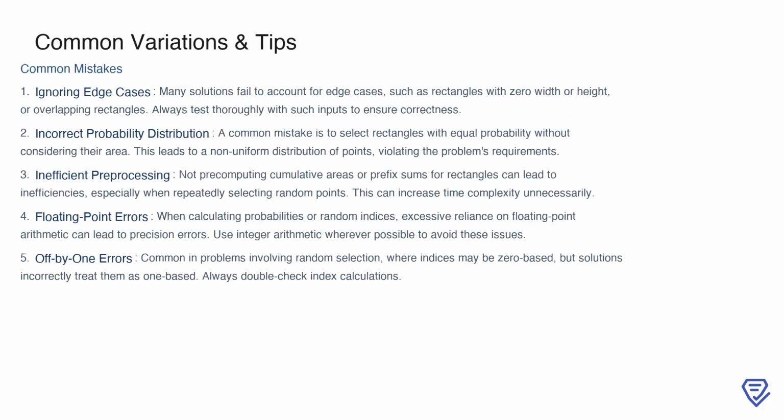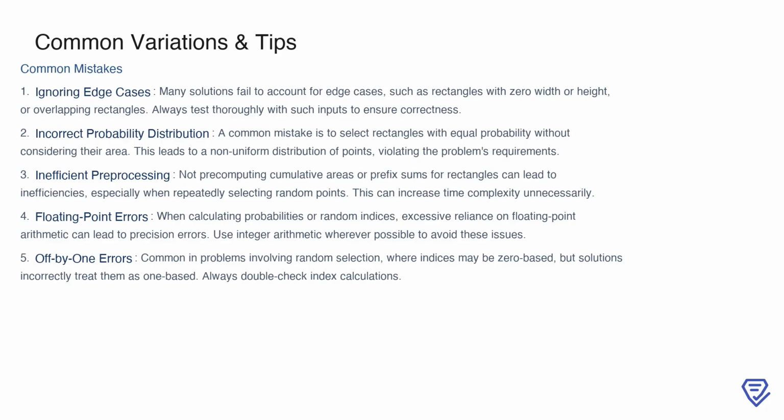When working on this problem, there are several common mistakes to be aware of. First, solutions often fail to handle edge cases properly. For example, rectangles with zero width or height can behave differently than expected, and overlapping rectangles might introduce unexpected complexity. Testing thoroughly with these scenarios is crucial to ensure correctness. Another frequent issue is related to probability distribution. If you select rectangles with equal probability without factoring in their area, the resulting point distribution will not be uniform, which violates the problem's requirements.